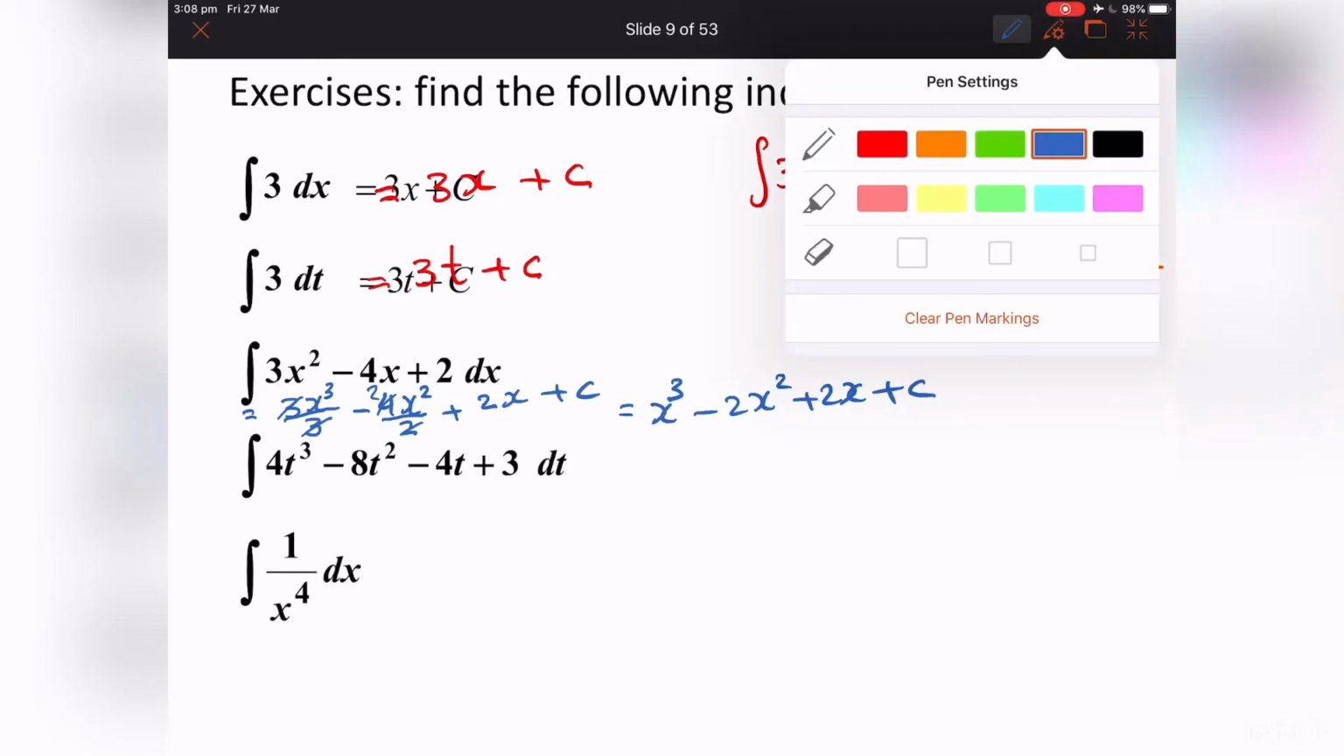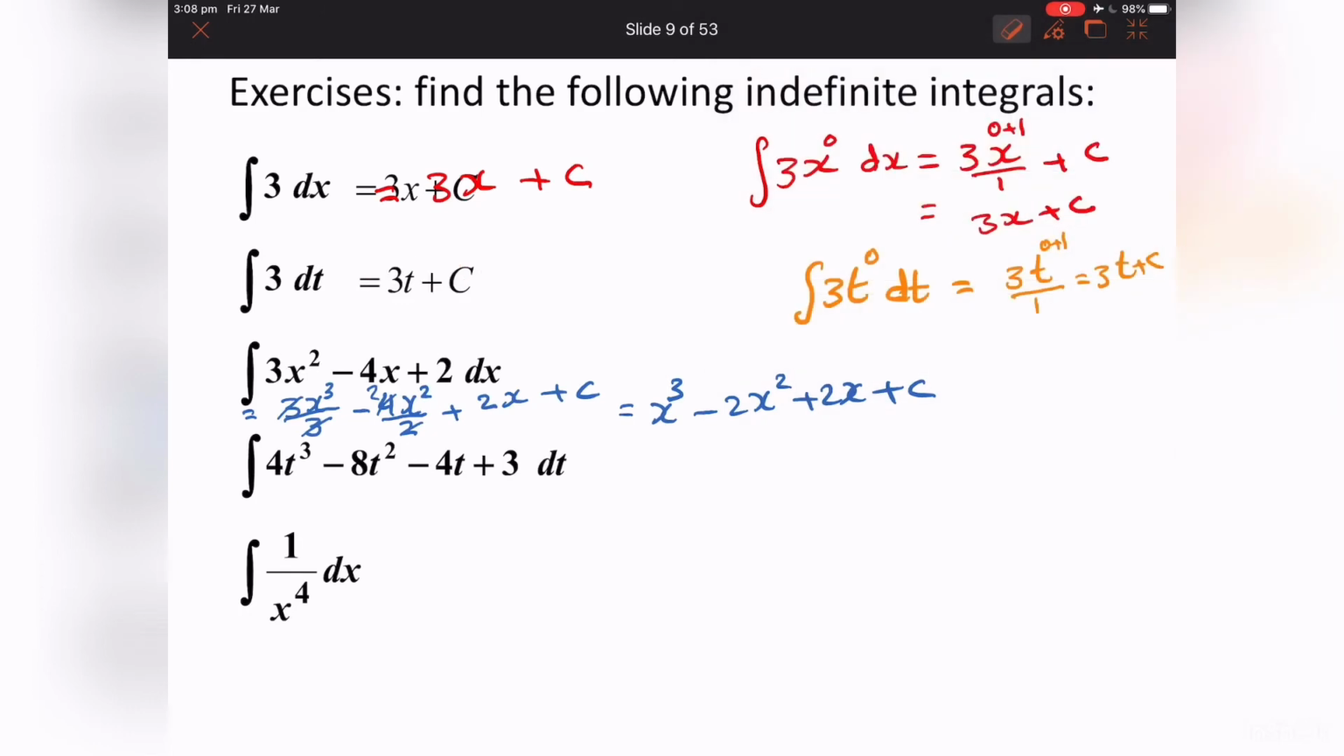Okay, I'll just clean the board from here.